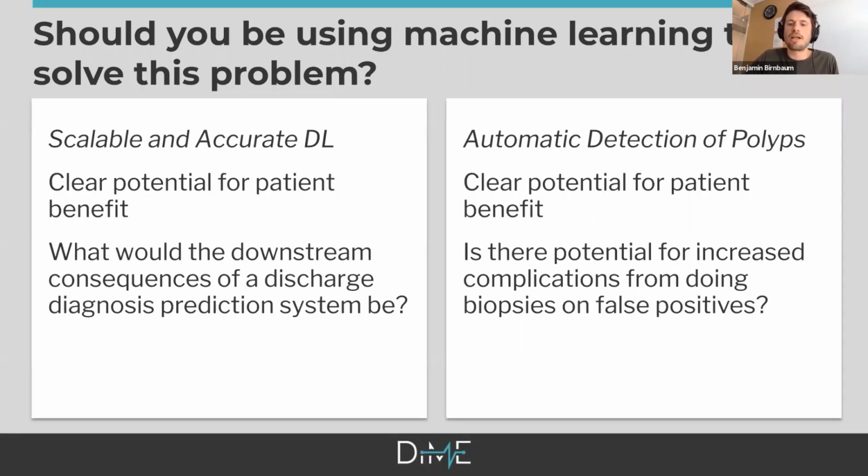As I mentioned earlier, machine learning will always make mistakes. Some of these will be false positives, and if you're going to do an invasive medical procedure based on these, what are the consequences of those, and how do those consequences weigh against the benefit of reducing cancer rates?